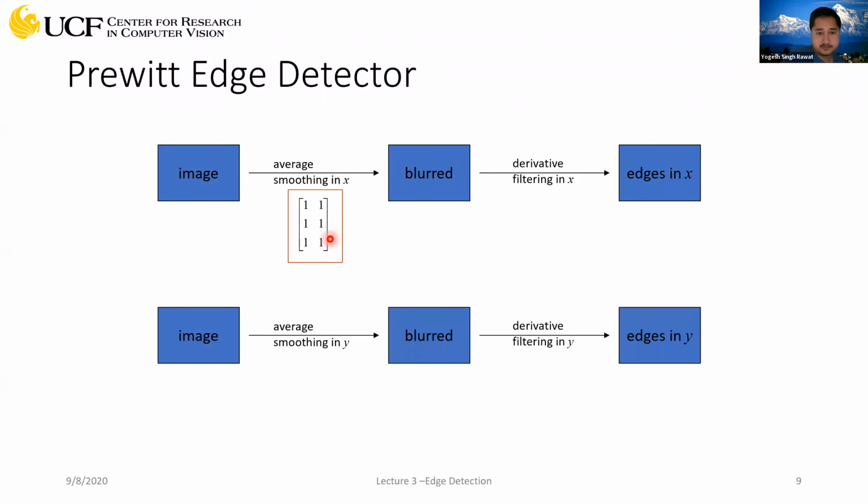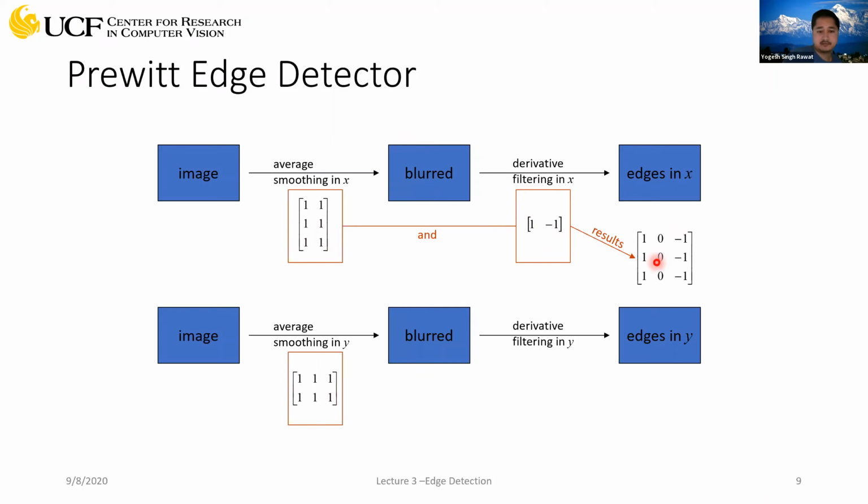Now for smoothing, this can be our smoothing filter, and this is the mask which we use for gradients in the x direction. Instead of performing these two steps separately, we can combine them. We can use this filter if you multiply these two. Similarly, in the y direction, that's the smoothing filter, and that's the filter for the derivative. If you combine these two, we get this filter, which we can directly use to derive the edges.